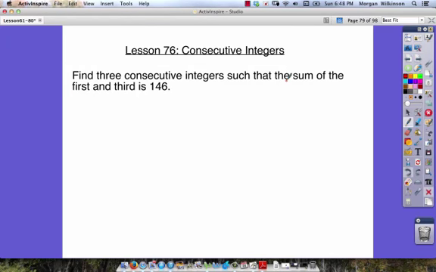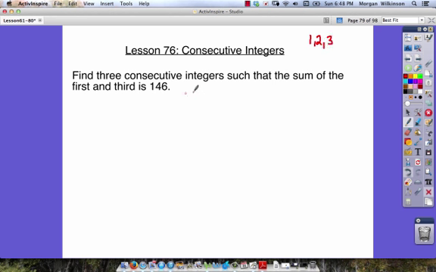Lesson number 76 is about consecutive integers. And the first problem says find three consecutive integers such that the sum of the first and the third is 146. So consecutive just means in a row. So maybe we had the numbers 1, 2, and 3. Those are three consecutive integers.